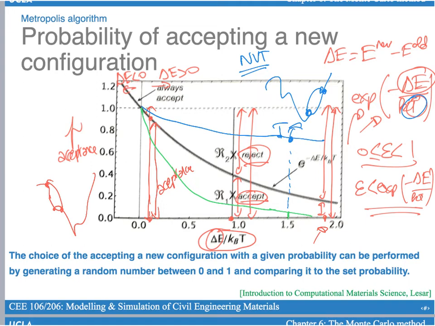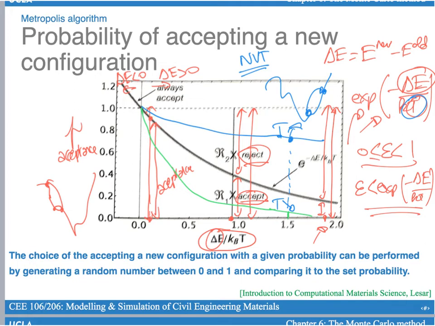So if you are working at low temperature, you will mostly favor the moves that bring you towards low energy configurations. But on the other hand, if you have a higher temperature, you will favor more those moves that bring you towards higher energy. You will have more freedom to explore configurations, even though they are associated with higher energy. So this probability of acceptance also depends on the temperature.